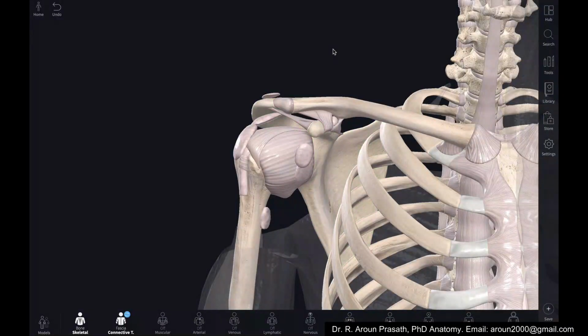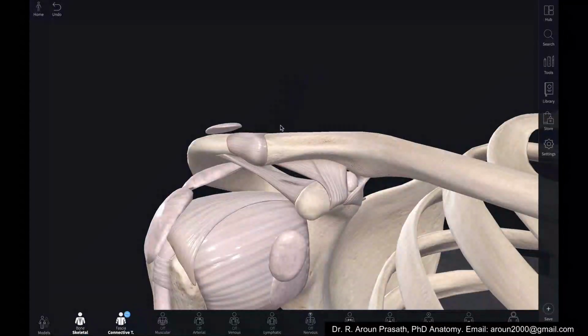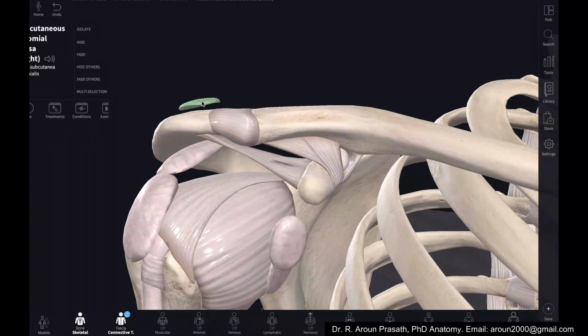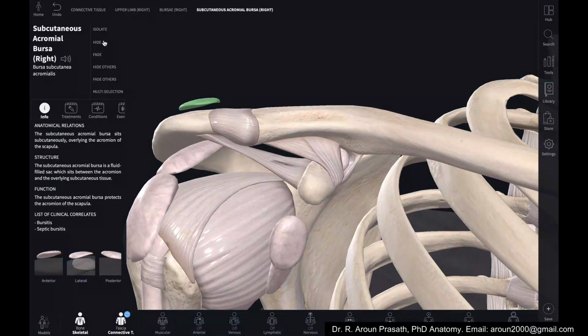Before going into the ligaments in the acromioclavicular joint, we will see what are the few bursas that are present around the shoulder joint. As I told you, these bursas are temporary, pouch-like structures holding the synovial fluid. We can call it a temporary reservoir of synovial fluid. So in that case, you have the subcutaneous acromial bursa.